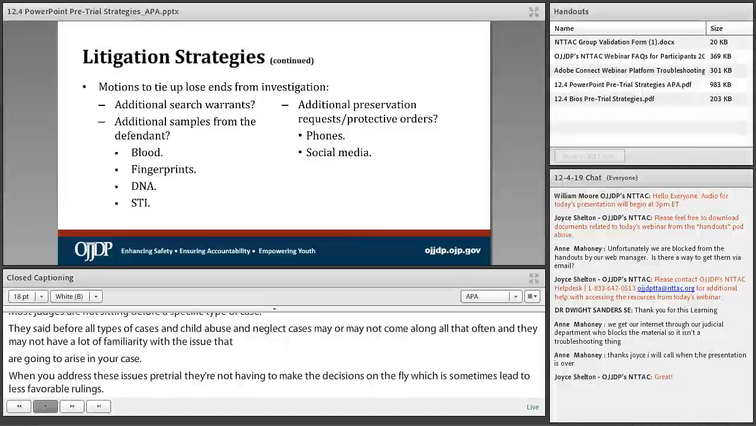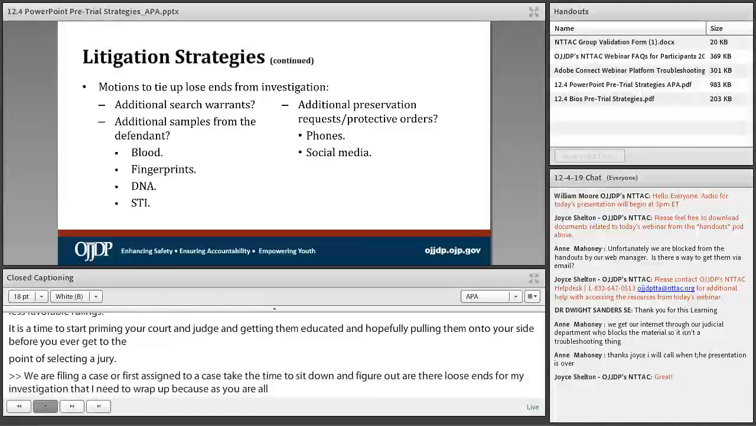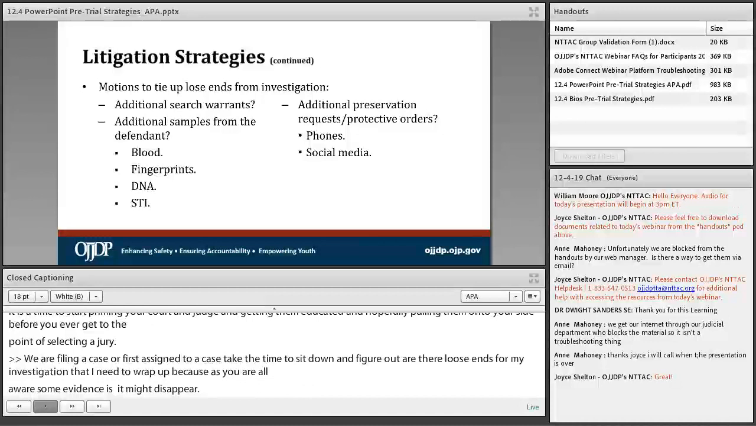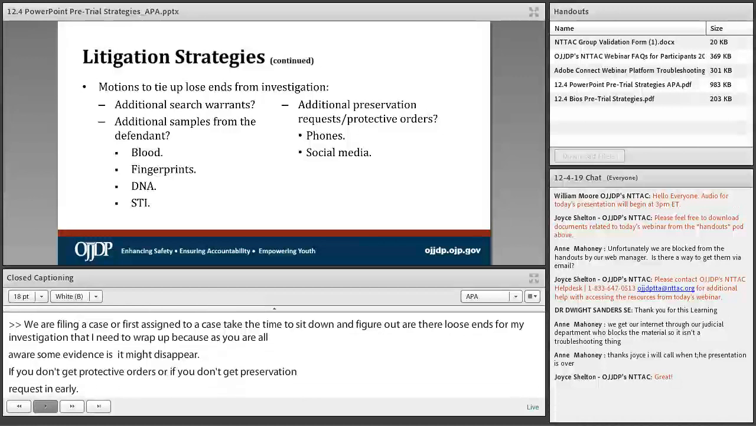When you are filing a case or when you are first assigned to a case, take the time to sit down and figure out, are there loose ends from my investigation that I need to wrap up? Because as you are all aware, some evidence might disappear. Things like your social media presence, if you don't get protective orders or preservation requests in early, might be gone by the time you're getting close to trial. So look to see if there are any additional search warrants that need to be executed now before things get stale.